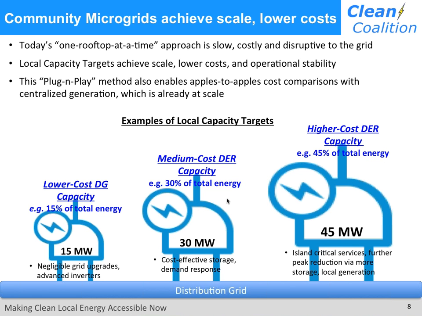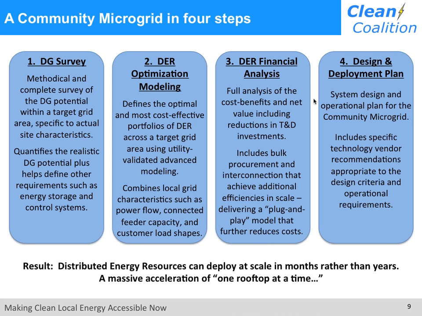You might use demand response as part of that. Your higher cost one on the right might island critical services, right? So you're going to have a little bit of extra cost in providing some islanding for critical loads. We know that's extremely important on the East Coast. So these are different ranges of plug-and-play models for achieving scale and lower costs using our community microgrid initiative.